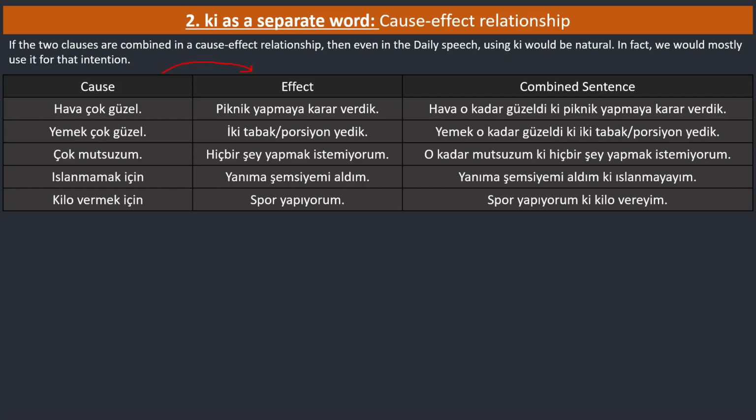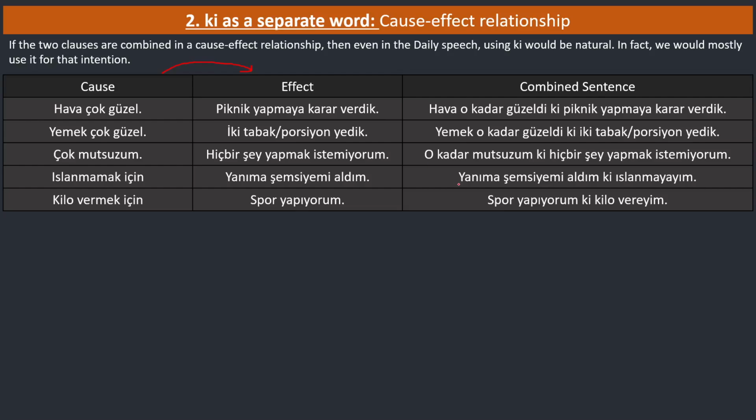Çok mutsuzum. I'm very unhappy. Hiçbir şey yapmak istemiyorum. I don't want to do anything. O kadar mutsuzum ki hiçbir şey yapmak istemiyorum. Yani, which means I'm so unhappy that I don't want to do anything. So this o kadar is working like so that. Yeah, I'm o kadar, this amount of unhappiness that I don't want to do anything.